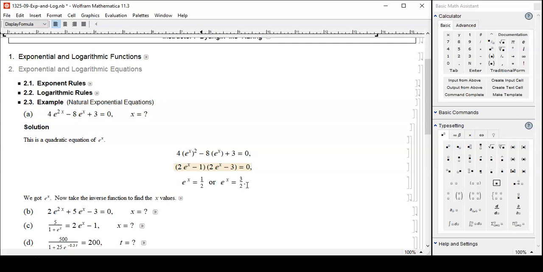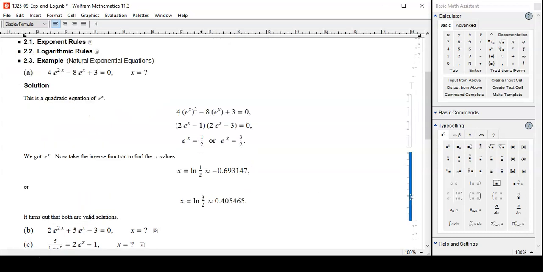Now you're looking for x, not just e to the x, so we take the logarithm of both. Take the log of this, then log and exponential cancel each other out, and here I get log of 1/2. And then taking a log of this, log and exponential cancel each other out. Here I have log of 3/2. Both are valid solutions. Always check whether those actually make sense by plugging those back into the original equation.